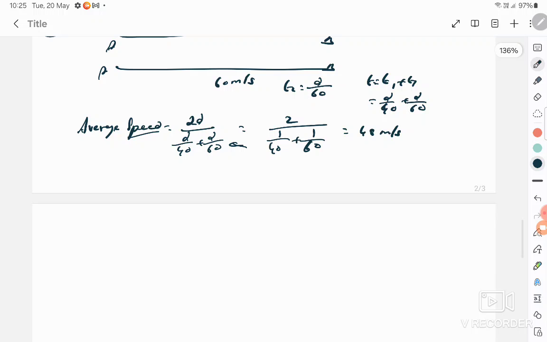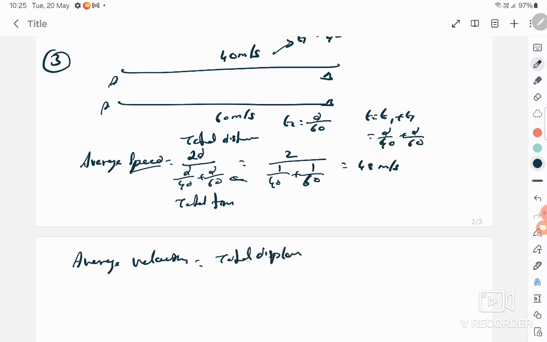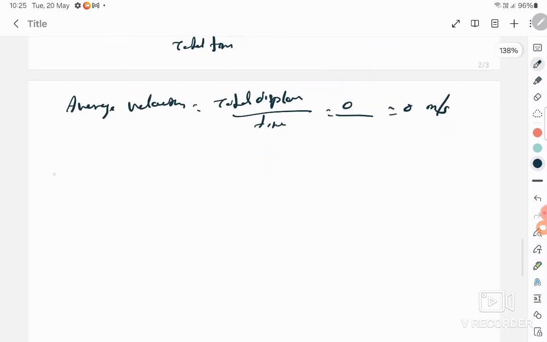That's about average speed. Supposing they ask you average velocity. Average velocity is not the total distance. Here the speed is total distance by total time taken, whereas average velocity is total displacement. The displacement when it goes to B and comes back to A will be 0, by the total time taken. So 0 by any number is always 0, and so the average velocity in this sum is 0 meter per second. So let's go to the fourth question.